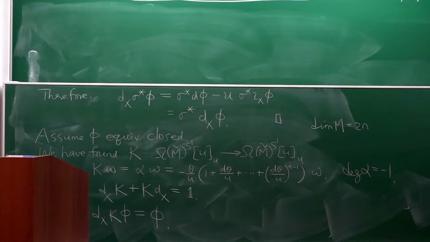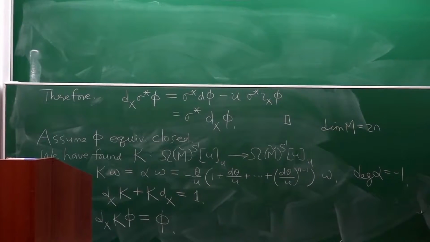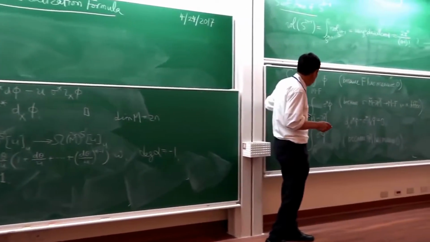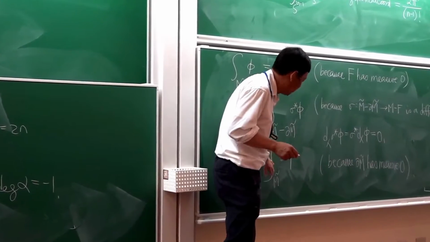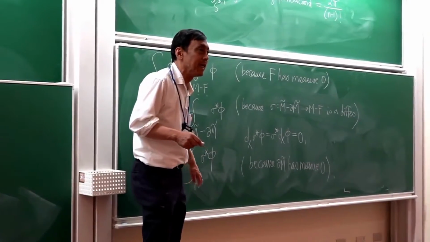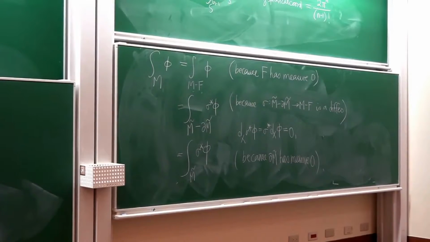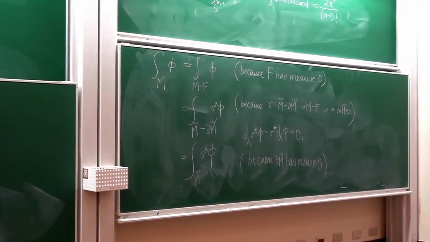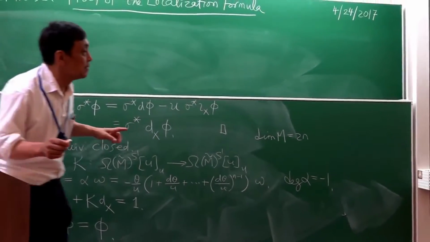Right? So we want to compute the integral of an equivariantly closed form on the manifold M. And what we showed in the last hour is that we can do the integral upstairs on the blow up. And in a minute, you'll see that there's a big advantage to doing it on the blow up. So let's continue.